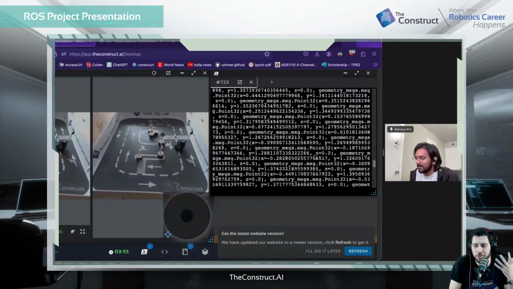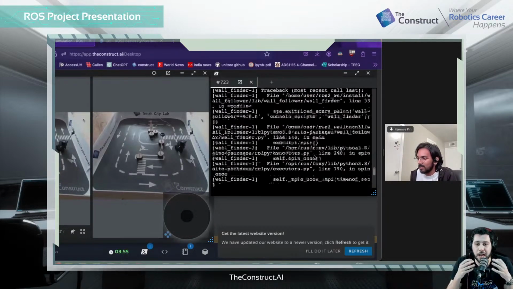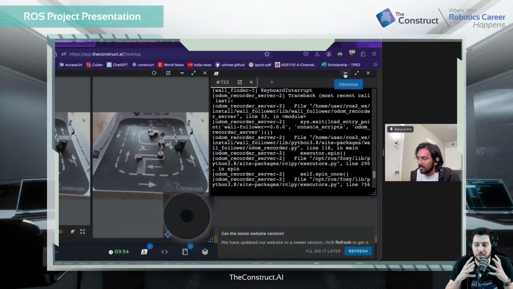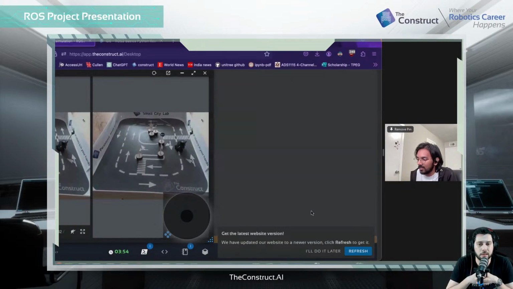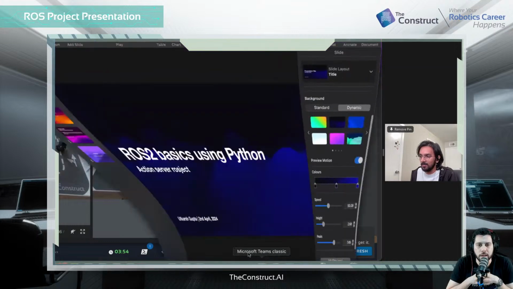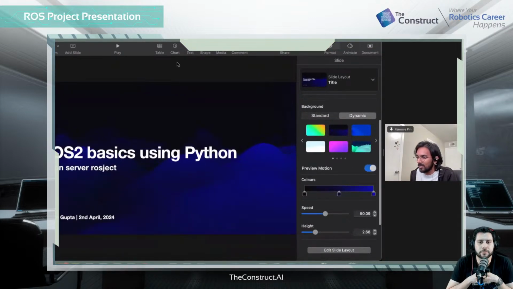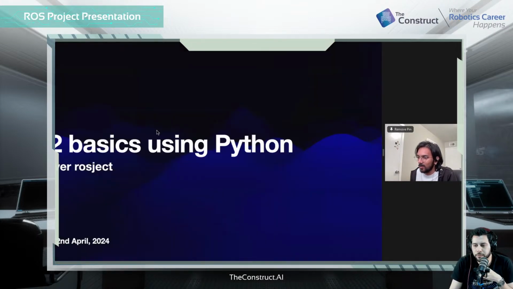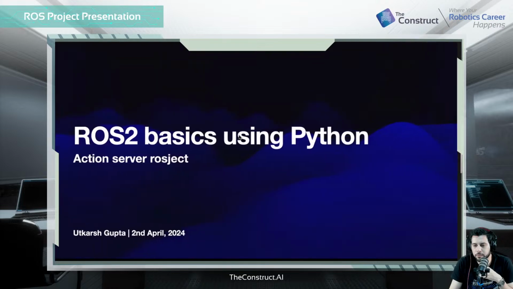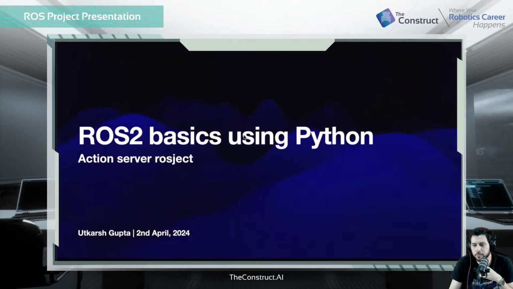So can you just explain a little bit, with specifics, how you solved each part? Okay, so I have a presentation. It's a bit short, but yeah. As you know, it's the ROS 2 Basics using Python.